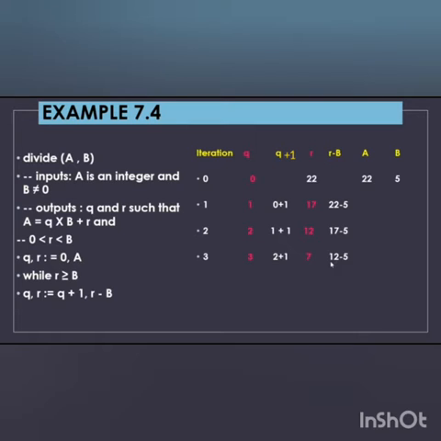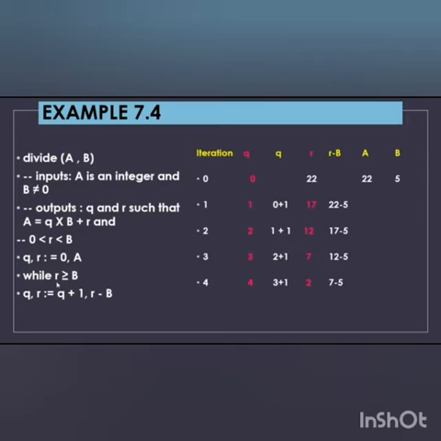Again, the condition will be checked: while R is greater than or equal to B. That is, 7 is greater than or equal to 5. Yes, the condition is true. So the control comes to the next statement. The Q value will be incremented, then R minus B. The Q value is 3, so 3 plus 1 is 4. Then the R value is 7, 7 minus 5 is 2 here. Again, the condition will be checked: while 2 is greater than or equal to B. Here, the condition is false, so the loop ends here.